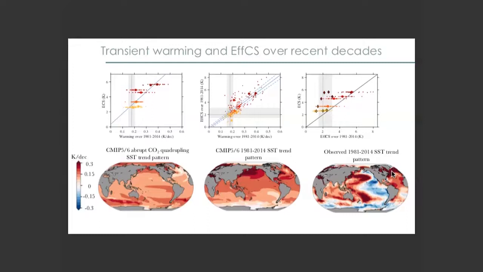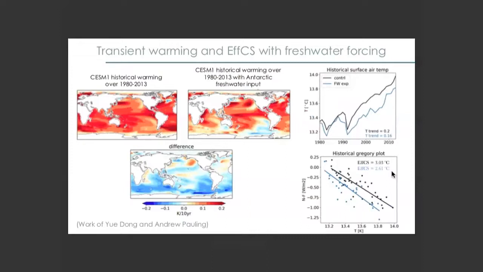So, for example, freshwater input from Antarctica. This is, I think, one leading hypothesis, again, work by Yue Dong and Andrew Pauling, where they've added freshwater melt from Antarctica over the historical record. What you do is you produce a more La Nina-like pattern, Southern Ocean cooling, you reduce the feedbacks, more negative feedbacks, and you slow the warming rate, bringing the model more in line with observations.